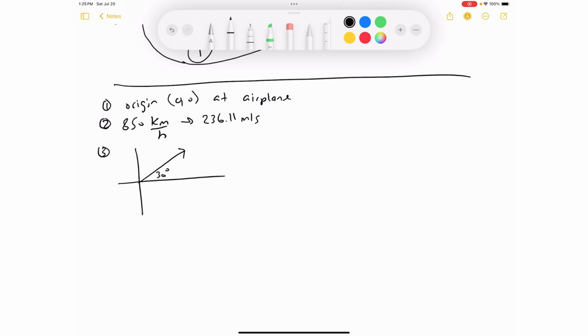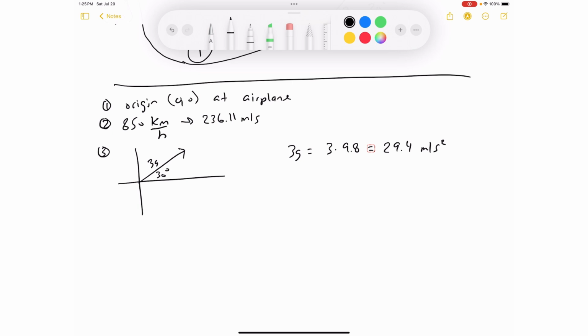And it's at 3 Gs. So what's 3G? 3G is equal to 3 times 9.8, which is equal to 29.4 meters per second squared. So that's the acceleration, the combined acceleration, gravity plus the rocket.